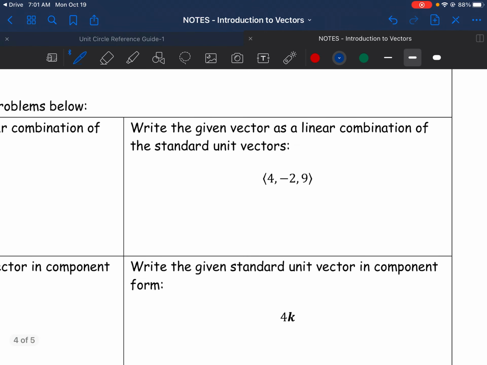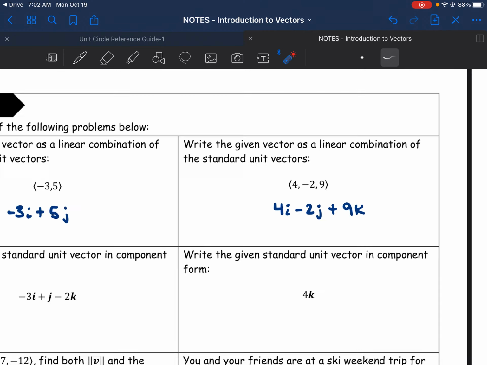If we look over here to the next example, again, we want to take the given vector as a linear combination of standard unit vectors. So 4 is in i's position. This would be 4i minus 2j plus 9k. Again, this is like the x component, the y component, the z component.